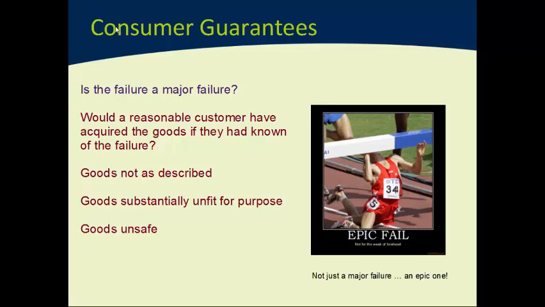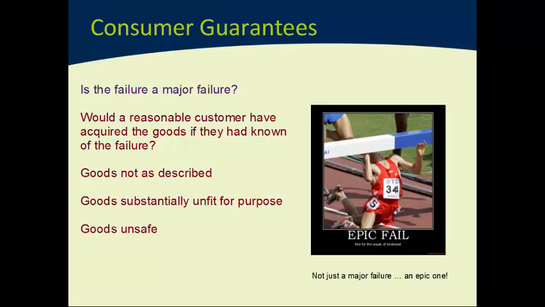Now, in order to work out what happens in a case where there's a consumer guarantee that has been breached, we start by looking at the nature of the breach. And what we're asking ourselves in relation to the breach is, is this a major failure or is it a minor failure? And you'll see there that there's another definition of an epic failure. Epic failures have nothing to do with contract law. They have to do with the creation of internet memes that make people like me laugh. Forgetting about epic failures, we ask, is it a major failure?